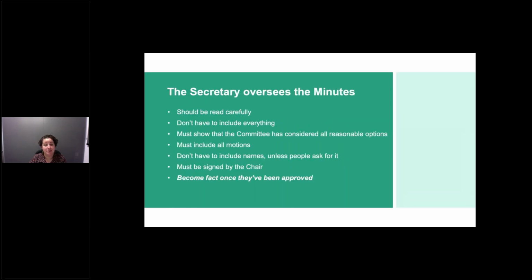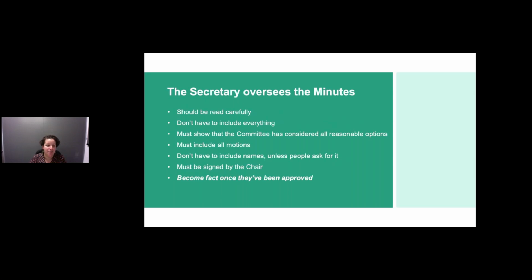Now, the Secretary is responsible for overseeing the minutes. I mentioned this when I talked about the role of the Secretary. The Secretary should read the minutes carefully to ensure that they're accurate. They don't have to include everything that's discussed. The minutes should essentially be recording the decisions and a very general discussion about each of the agenda items.